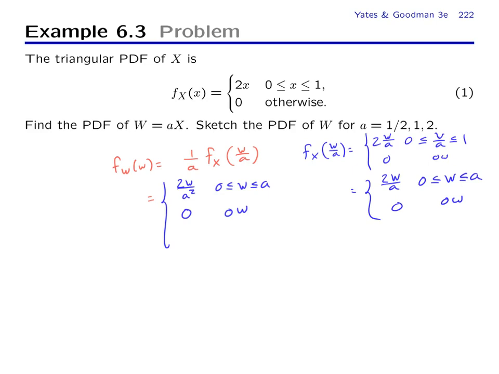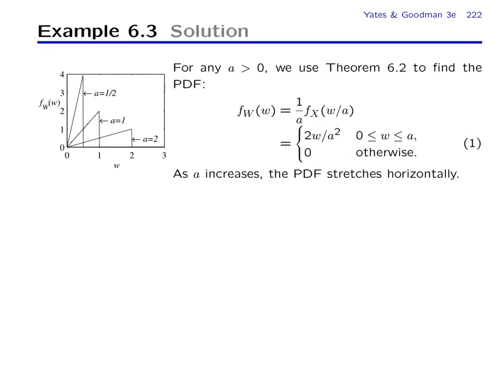And algebraically, it's not too complicated, but the problem asks you to plot this solution at a as a half, and at 1, and at 2, just to show you how the shape of this PDF changes fairly radically as you change the value of a by doubling it twice. So this slide's from the textbook, where the plot is better than what I could draw by hand.